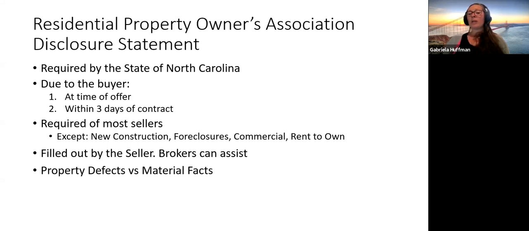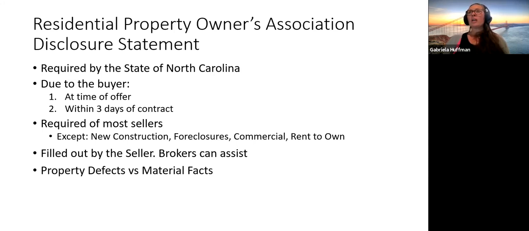So let's talk about the difference between property defects and material facts. So what is the purpose of this RPOs? It gives the seller the opportunity to disclose any property defects, not material facts. So remember, material facts is required by license law. So only licensees must disclose material facts. So what sellers can disclose would be property defects.